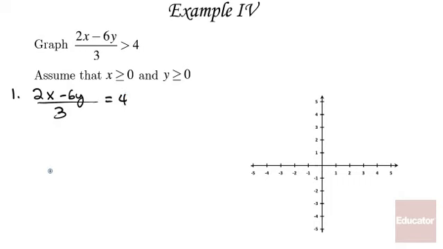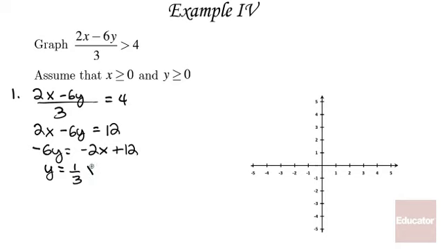So I have my equation corresponding to the inequality, and I'm going to multiply both sides by 3. I'm trying to put this into slope-intercept form. I'm going to subtract 2x from both sides. Then I'm going to divide both sides by -6 to give me y equals 1/3 x minus 2. So I have my first point because I have my y-intercept. So that will give me 0, -2 as my first point.